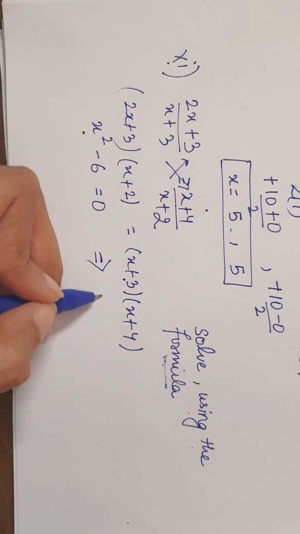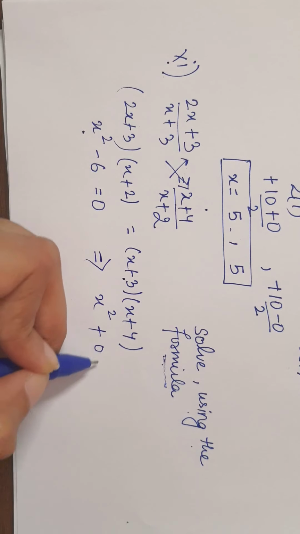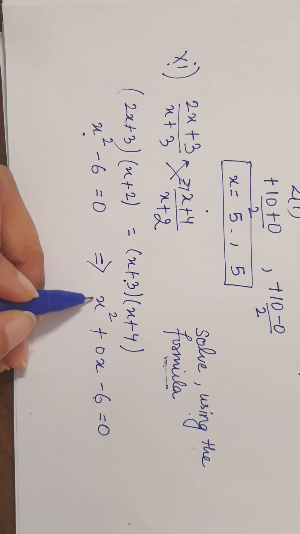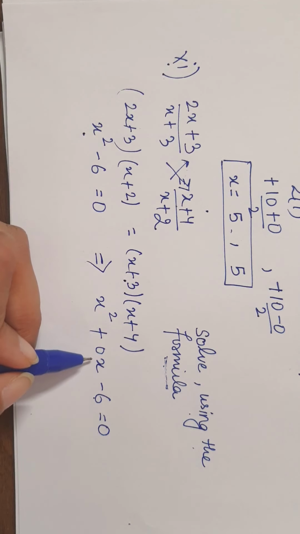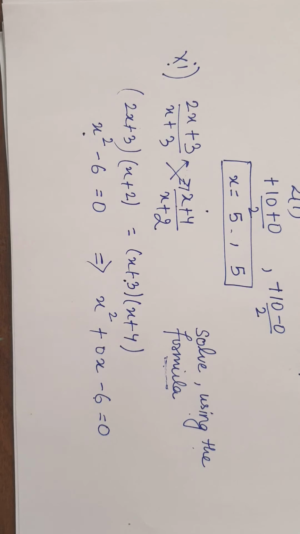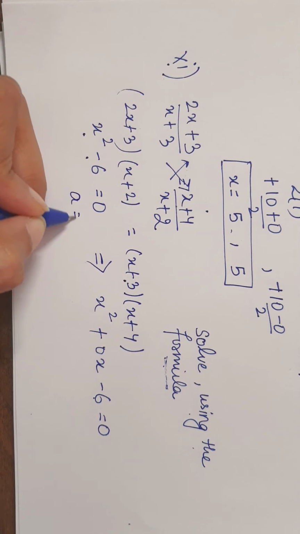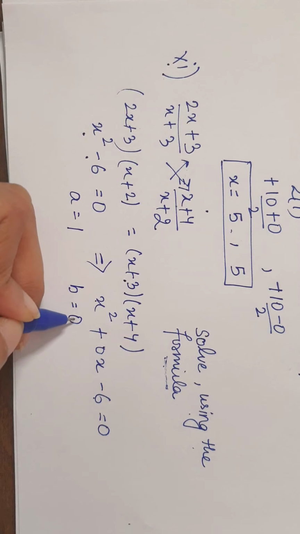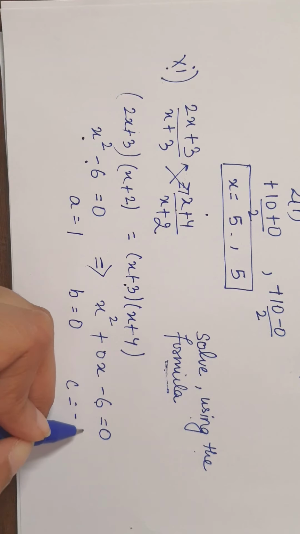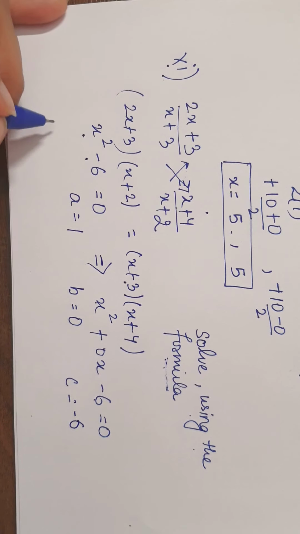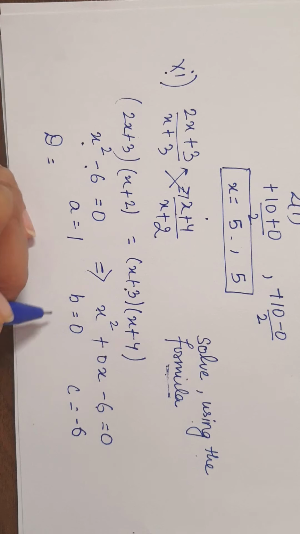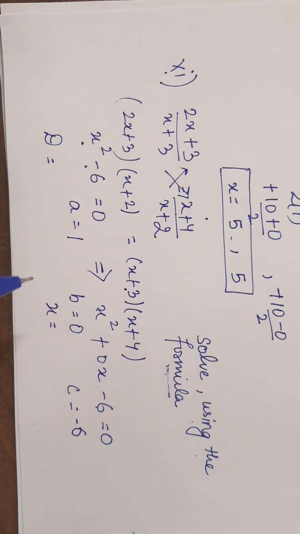It is somewhat like this: x square plus 0x minus 6. Constant term, highest power term, and in the middle, term of power 1 with the coefficient 0. So ultimately it will become this. So here a is 1 by default, b is 0, and c is minus 6. So now you can find the discriminant and then apply the formula and find out the value of x yourself.